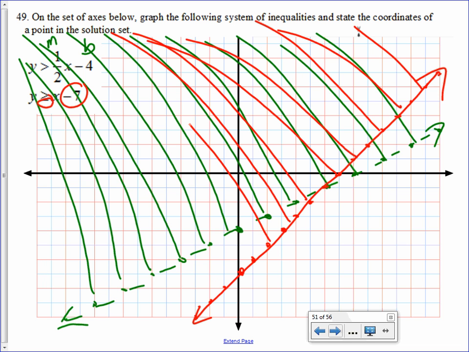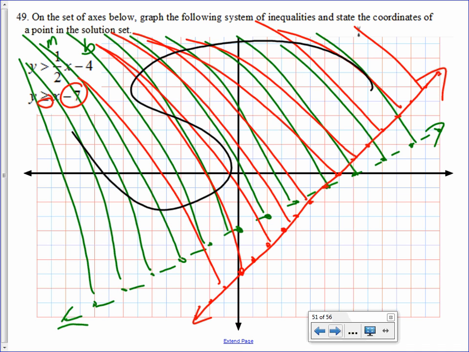Using colors will make this a little bit clearer to see. Now the solution is not where they intersect, but it's where both graphs are shaded. I see green and red in this region right here. Do not touch the actual lines. It wants the coordinates of a point in the solution set. Pick anything in this region.